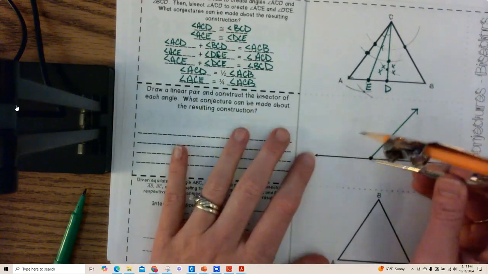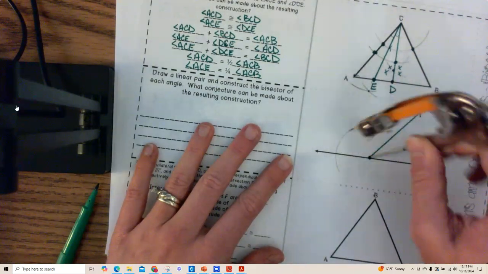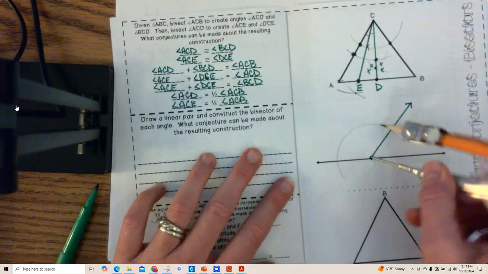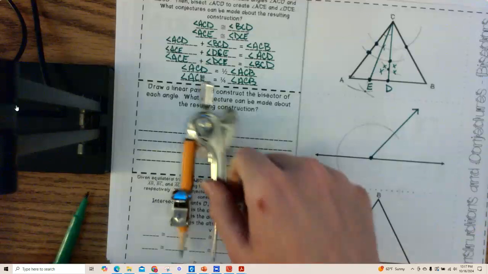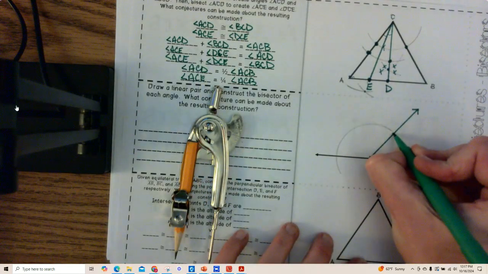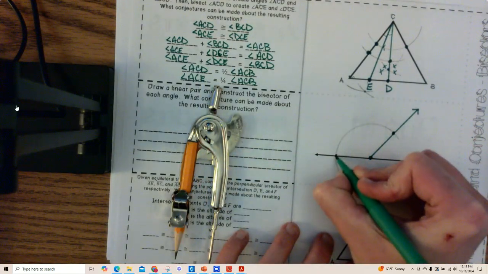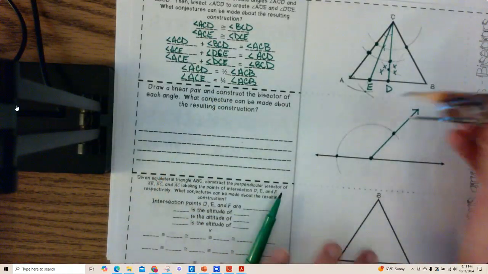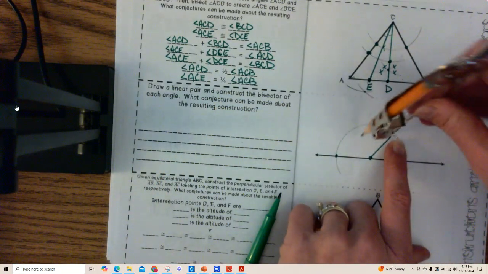We can actually do this all at once. Do you want to do it all at once, or do you want me to do them separately? Separate? Okay.